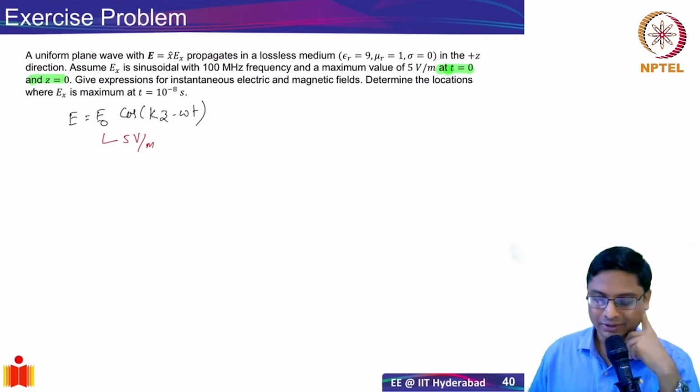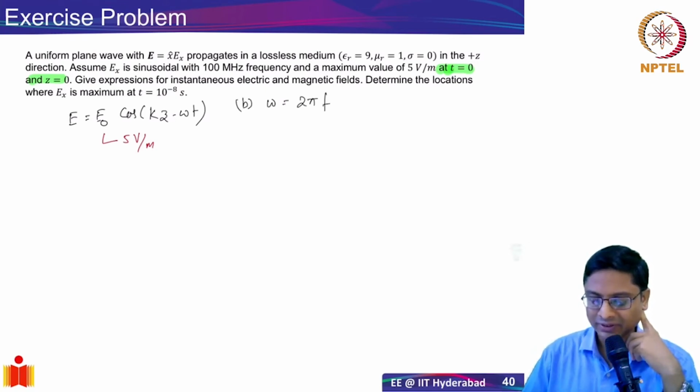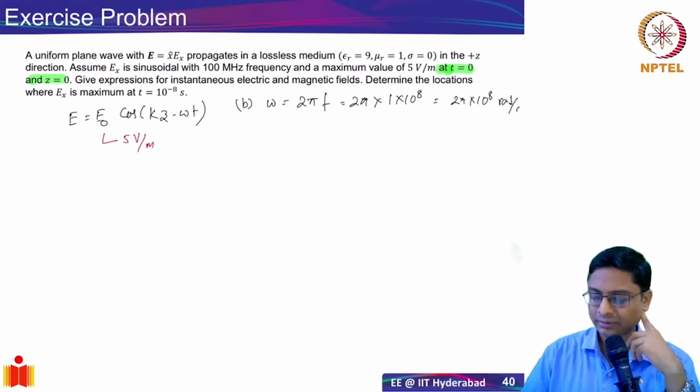And what is omega? So let's handle omega first. Omega is basically in this case going to be 2 pi times the frequency, which is 100 megahertz, right? So this will be 2 pi into 1 into 10 power 8 radians per second. So 2 pi into 10 power 8 radians per second. So this is my omega.